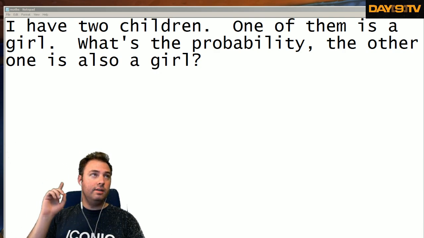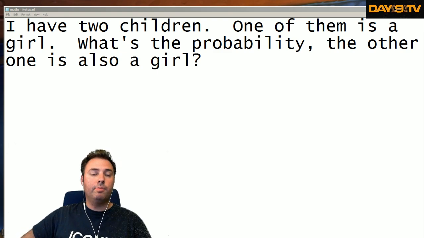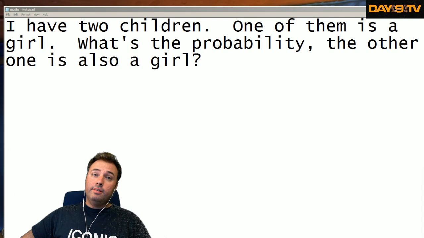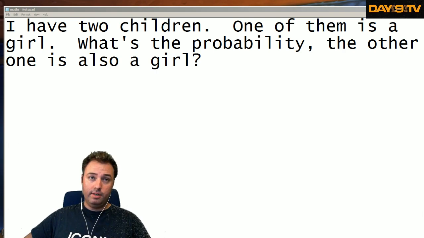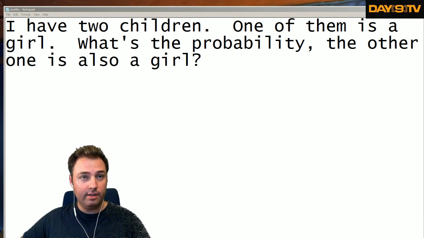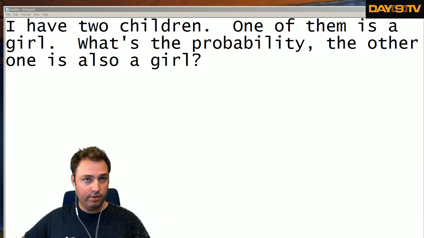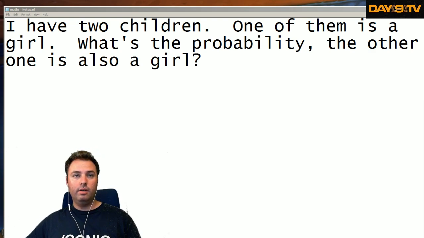What's the correct answer? I have 2 children. One of them is a girl. What's the probability that the other one is a girl? I'm going to tell you right now, it's not 50%, and it is not 25%. It is neither of those. Isn't that interesting?